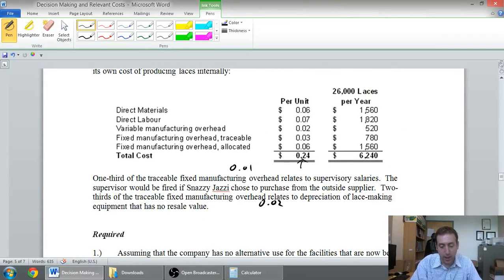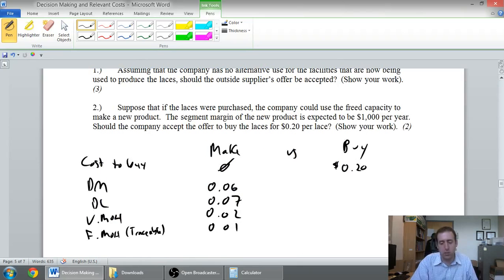Fixed overhead allocated. Allocated fixed costs almost never going to be relevant unless there's something in the description that says it is. But an allocated fixed cost is a company-wide fixed cost, and it's just our share of it. The company-wide fixed costs, we assume, aren't going to change as a result of dropping this division. Not relevant. So I'm not even going to include it on my list. So my total relevant cost here is 16 cents versus 20 cents.